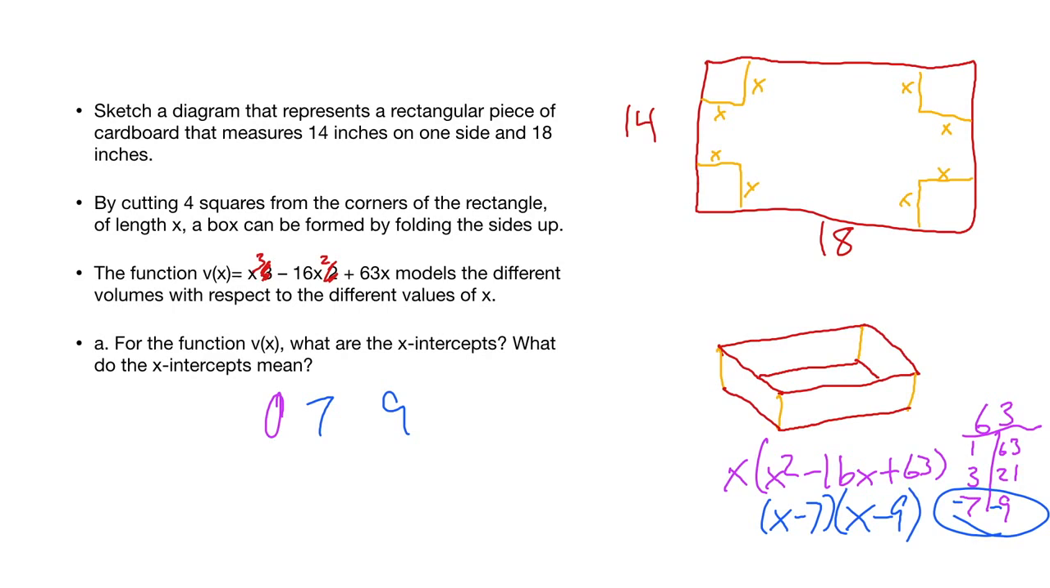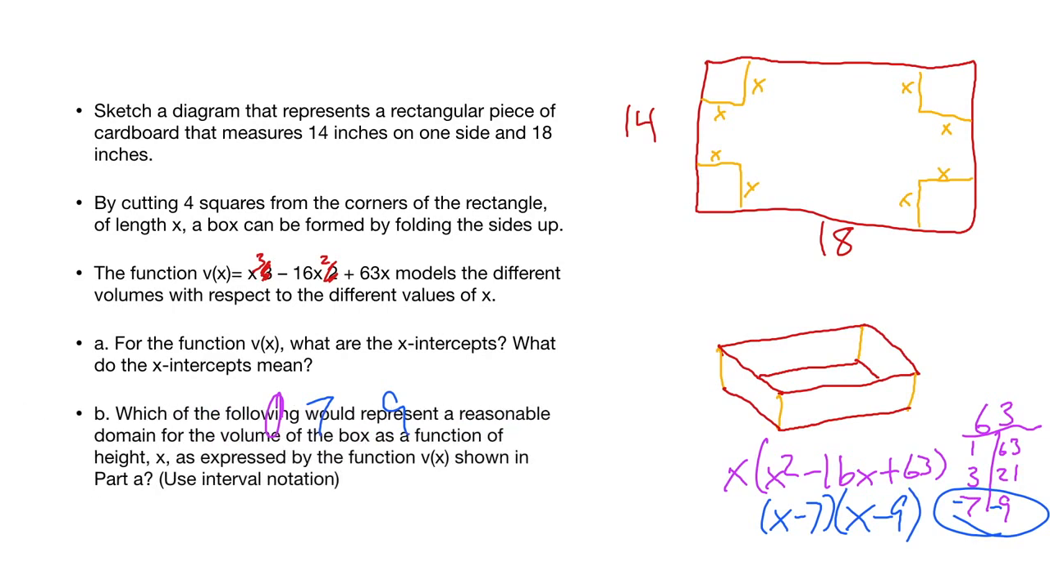So our final question in this case is, and you know what, let's eliminate these three. So they were once again 0, 7, and 9. Which of the following would represent a reasonable domain for the volume of the box as a function of x, of the height x, expressed by the V of x shown in part A?